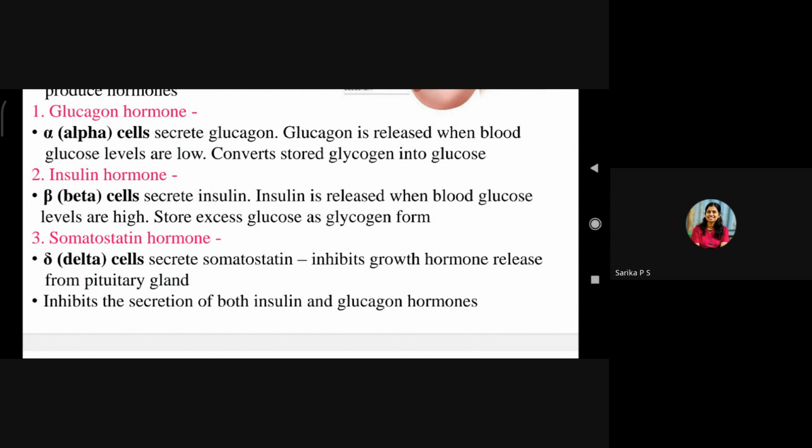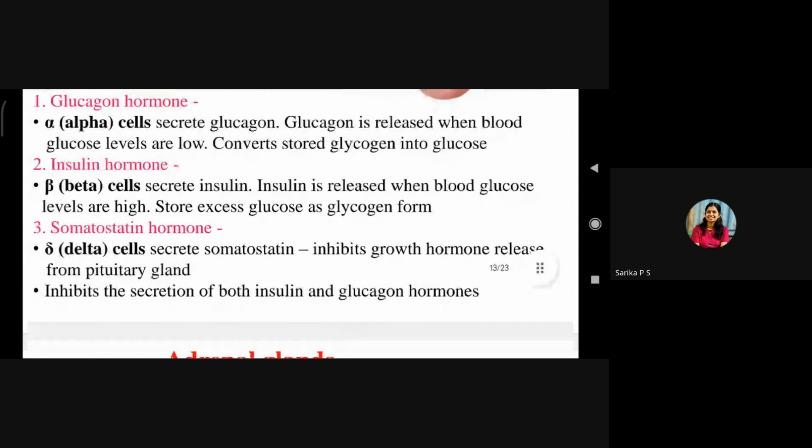Now this one hormone, somatostatin, to some extent is commanding the pituitary gland to not produce. This is an inhibitory hormone, right? It is telling the pituitary gland, please do not produce growth hormone anymore. So delta cells of pancreas produce somatostatin hormone, which inhibits the growth hormone release from the pituitary gland.